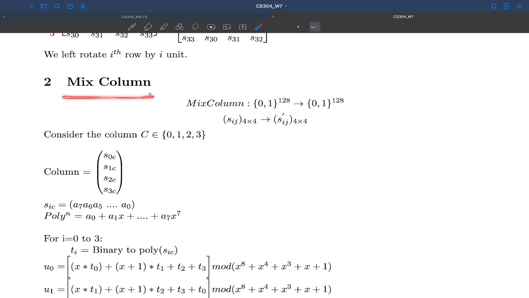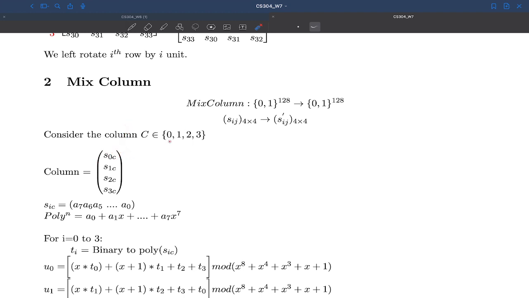From the name mixed column, we get the idea that we are doing something with columns. Here I'm indexing the columns. The first column is indexed with 0, then index 1, then index 2, then index 3. We have 4 columns, indexed from 0 to 3. This is my general way of representing a column. Here c denotes the index of the column. If c is equal to 0, then that is the first column of our matrix. If c is equal to 1, then that is the second column of the matrix.